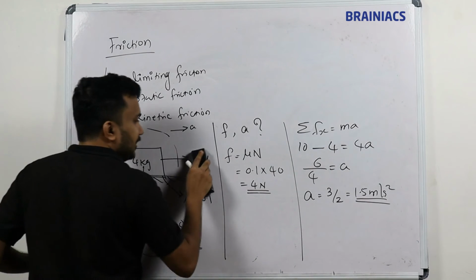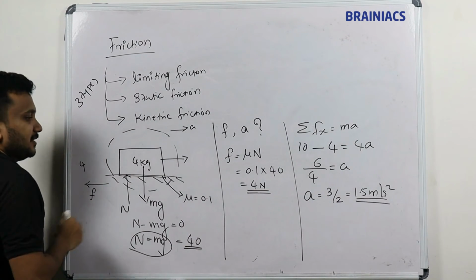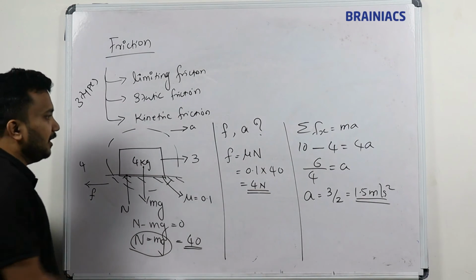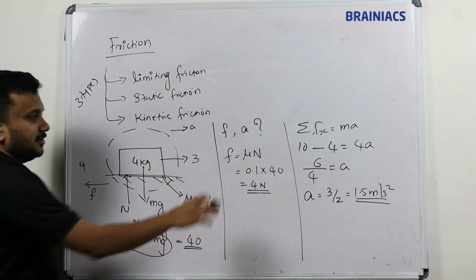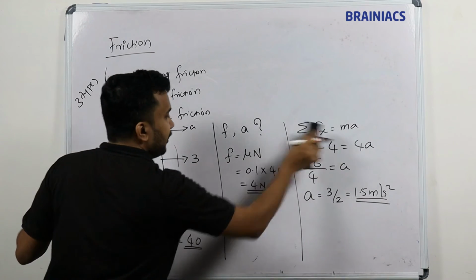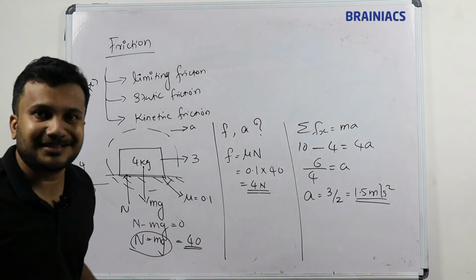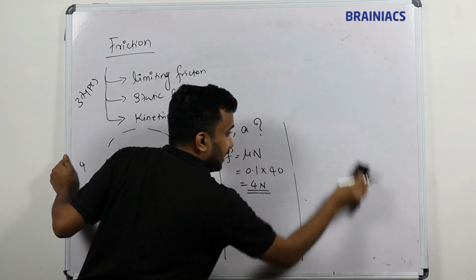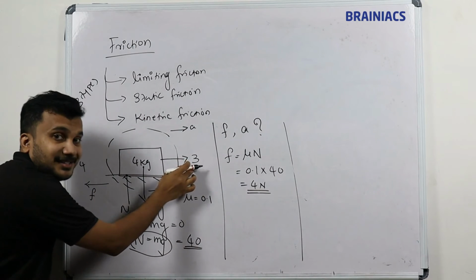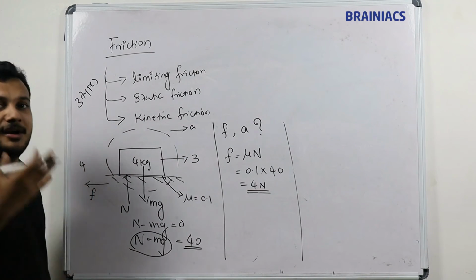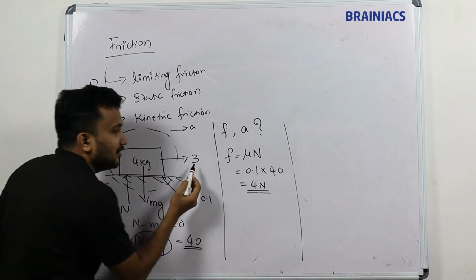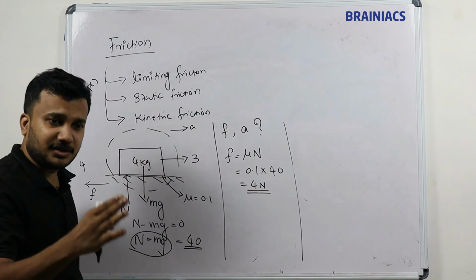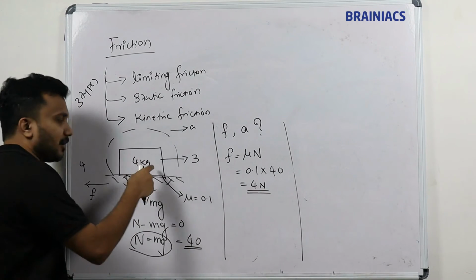Now, suppose instead I consider this to be 3 Newton. So what will happen? I calculated the frictional force, no change. It is 4 Newton. But if I am going to find the acceleration, there should be no acceleration. Why? Because before you find the acceleration, you have to check this force. Earlier it was 10 Newton, that is why we wrote 10 minus 4. Now it is not 10 Newton, now it is 3 Newton. So if I am pulling the body with 3 Newton, it is not sufficient to pull the block.